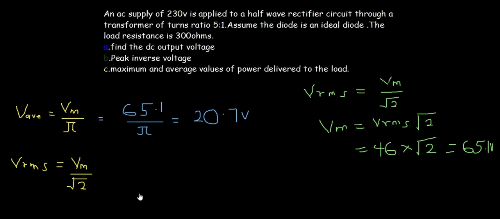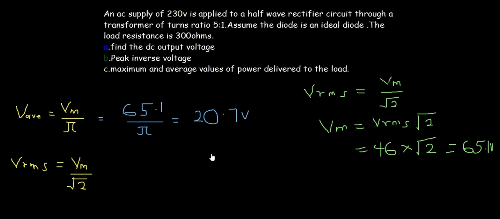Okay, so now for the B, you've been asked to find the peak inverse voltage of the diode. The peak inverse voltage is the same as the maximum voltage that the diode in the rectifier can block. You see that the diode allows voltage or current to flow in one direction.